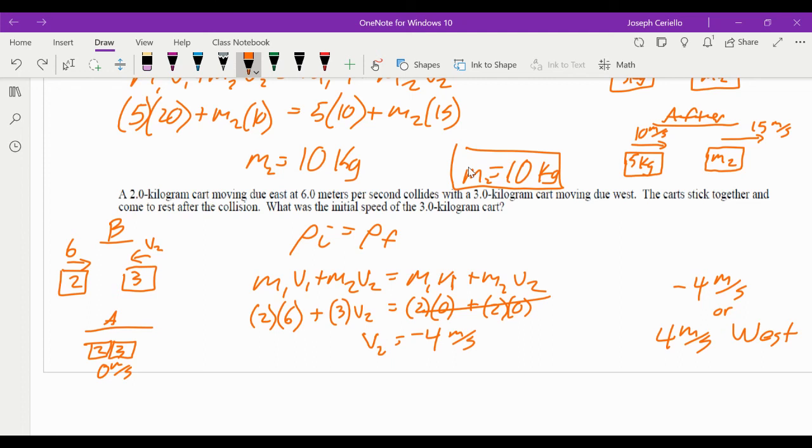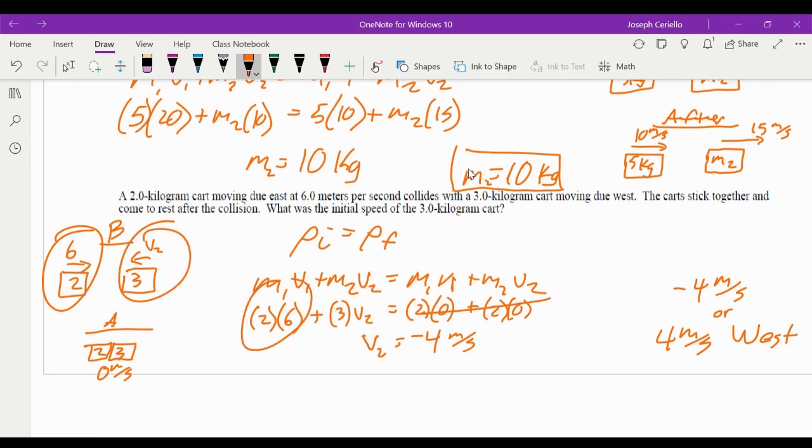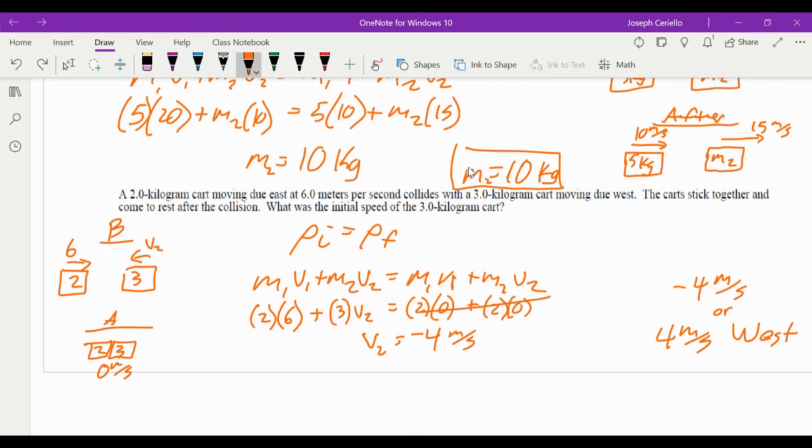So let's start the same way. Don't do anything new. Pi equals Pf, M1v1 plus M2v2 equals M1v1 plus M2v2. And then you just plug in. These values go here, these values go here. Then realize the whole right side is 0 because your after picture, well, 2 times 0 plus 3 times 0 is just 0. Work through your algebra, you should get negative 4 meters per second, which tells you it's going west.